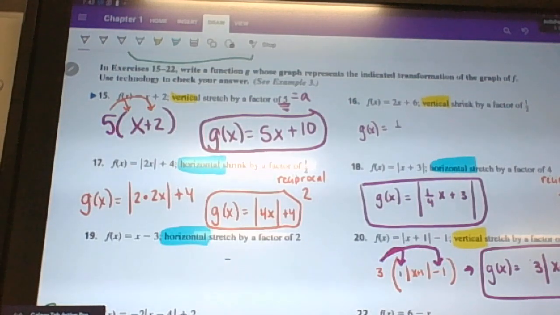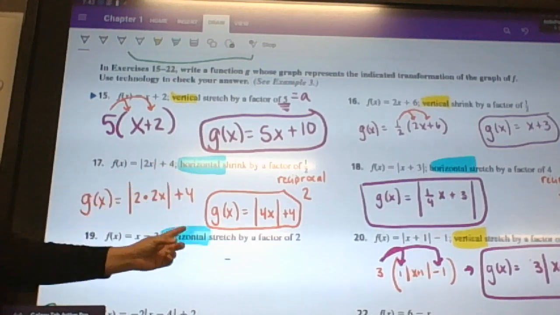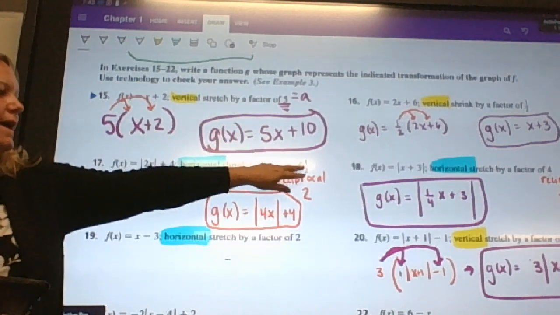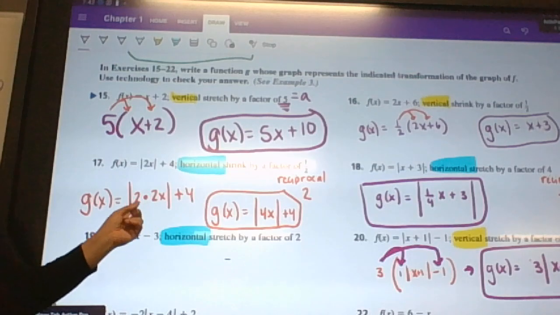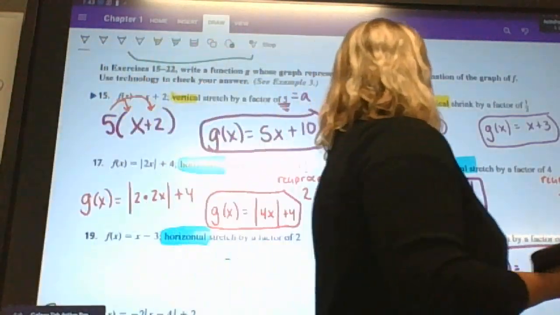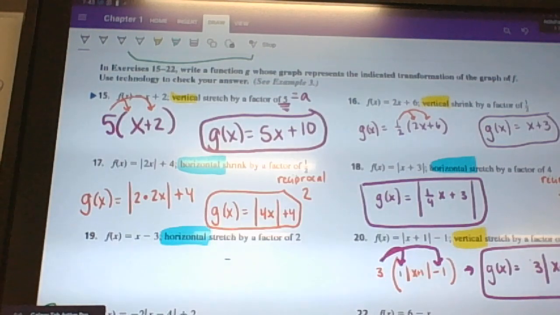For 16, you want to do a vertical shrink of 1/2. So that means you need to distribute 1/2 into the entire function given. And you should have gotten g of x equals x plus 3. Number 17, for the words that are horizontal, I've highlighted in blue, you need to do reciprocals. So the a value is 1/2. What I actually put into my function is the reciprocal of that, which is 2 over 1. And you don't distribute it to the whole thing, you only put it in front of x. So if it says horizontal stretch or shrink, use reciprocal. That's the only time you ever need a reciprocal.